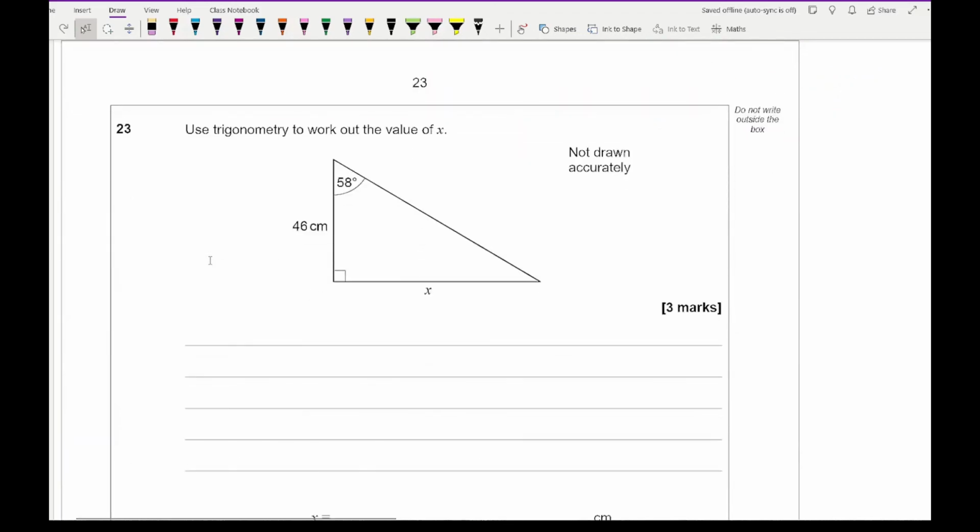Moving on to question 23, it says use trigonometry to work out the value of x. Now with this, it's really important that you label the triangle carefully. So this is my angle, this therefore is going to be O, and this side here is going to be A, and this side is going to be H. Because I've got no information on H, I can scribble that out. So what I'm looking for is which trig ratio uses O and H.